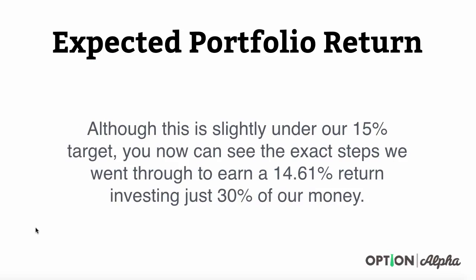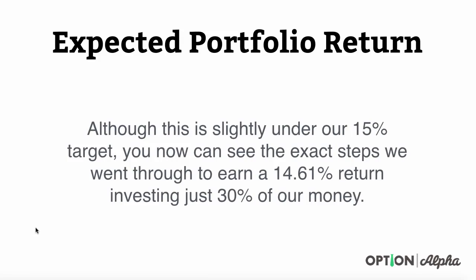Although this is slightly under our 15% target, you can now see the exact steps we went through to earn 14.61. We could maybe invest 1% more money, but we don't know how much we're going to make on every single trade. We're just using this trade and saying we'll make the exact same trade with the exact same return on capital every month. It might be different, and that's how we could get to 15%, but you can see the steps we took, investing just 30% of our money and leaving everything else in cash.